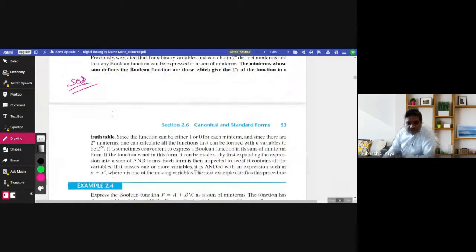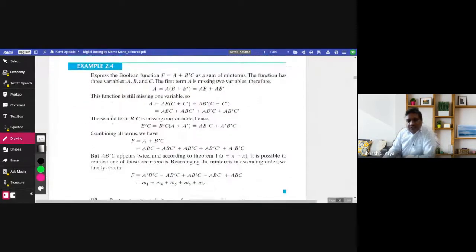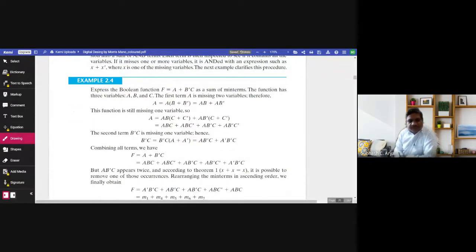Sum of min terms. Now, let us do this example carefully. This example says: express the Boolean function f equal to a plus b bar c as a sum of min terms. This is the question. You have to express it as a sum of min terms in a standard form, a canonical form.